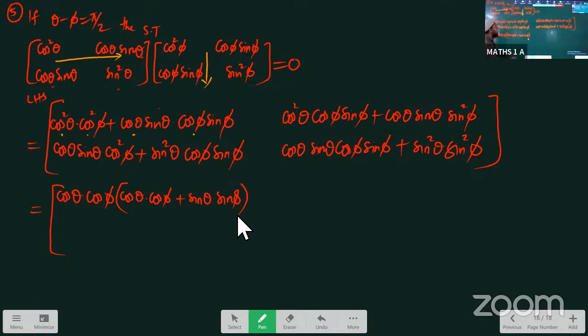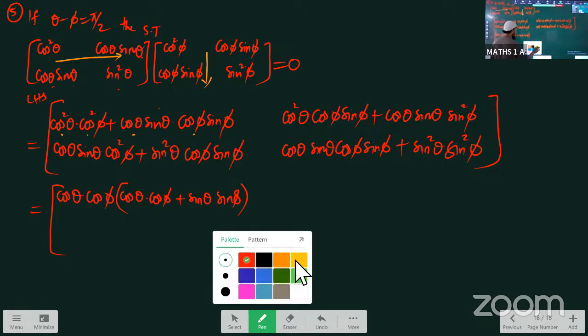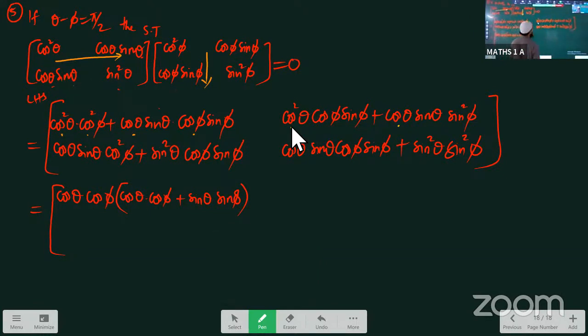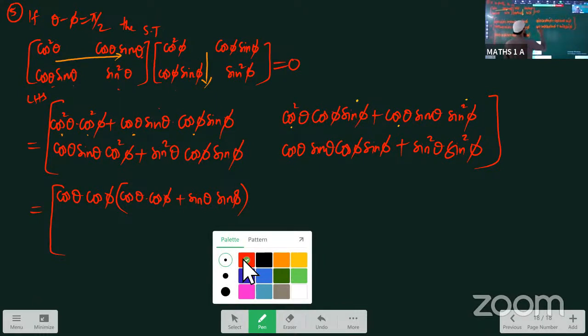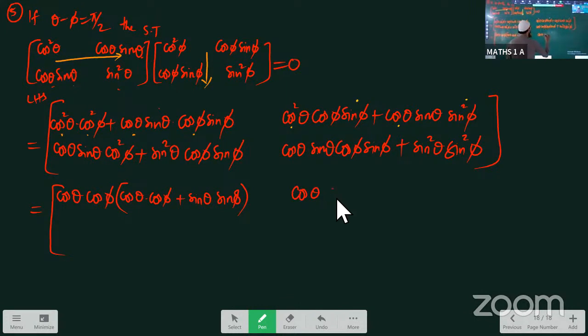Okay. In the same way, take common here also. Same in all four elements. So what can we take common here? Maximum possible common: cos theta we can take common again, and one sin phi we can take common. Correct? So take cos theta and sin phi common. One cos theta we have taken common and one sin phi. What is remaining? Cos theta into cos phi. And here one cos theta taken common, one sin phi taken common, remaining is sin theta into sin phi.